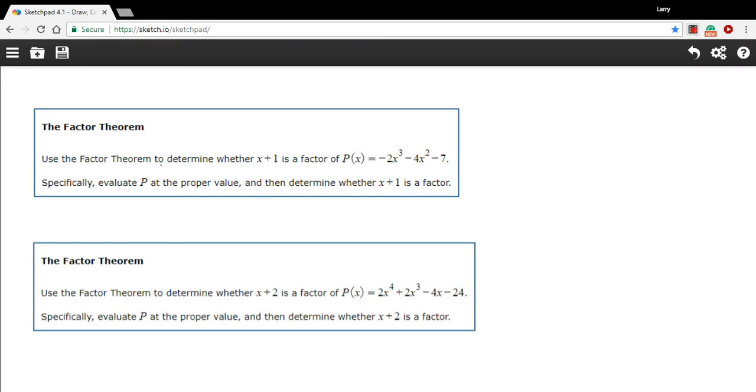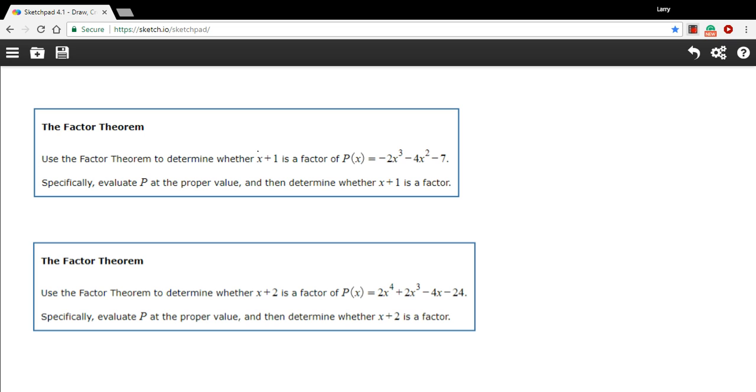In these problems, we're using something called the factor theorem to test whether something is a factor of a function or not. And you're probably familiar with finding the zeros of a function. Typically, the method you'd use to do that is to factor the function, get all its factors, set each of its factors equal to 0, and then solve for x.